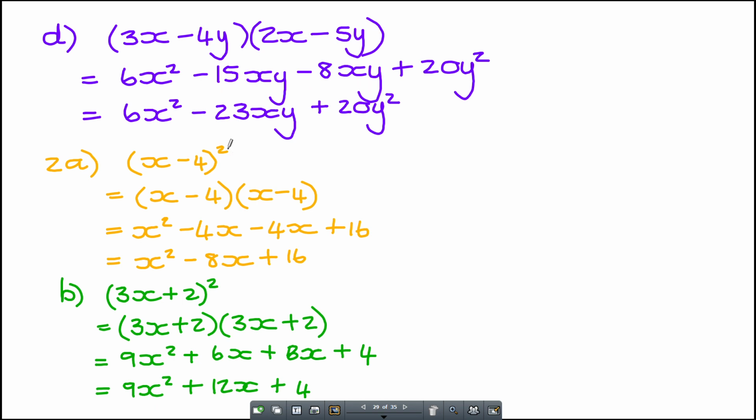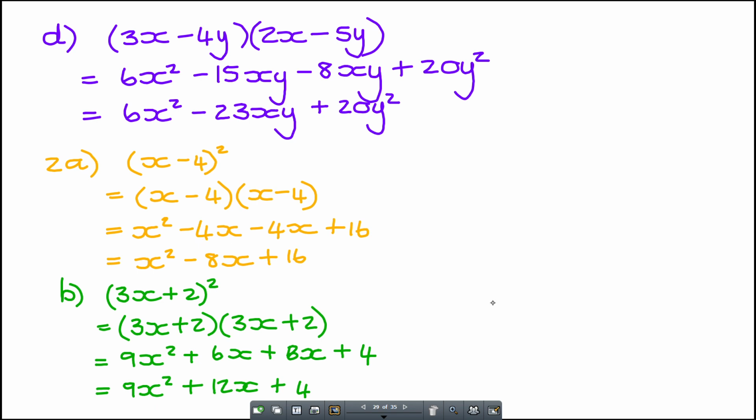Then this square over here meant that I had to rewrite that bracket twice. From there I could do FOIL. So x times x gave me x squared. Outer means x times minus 4 gave me minus 4x. Inner, minus 4 times x gave me minus 4x. And last, minus 4 times minus 4 gave me positive 16. Then from there on, the middle two, they're like terms, so that gave me minus 8x.